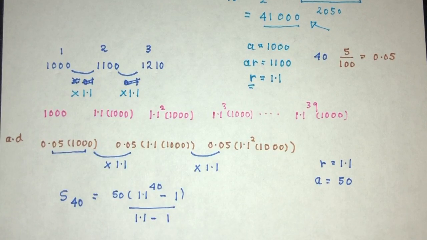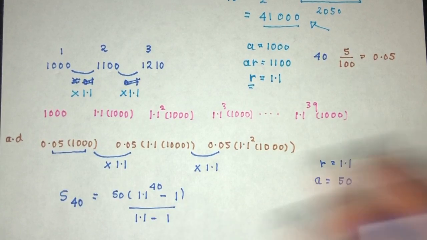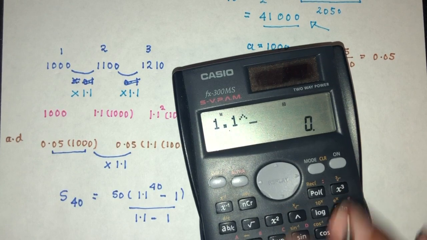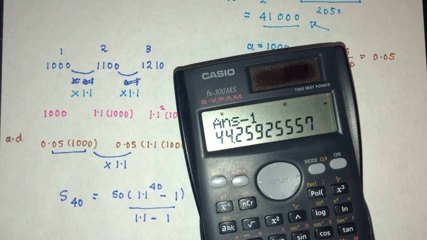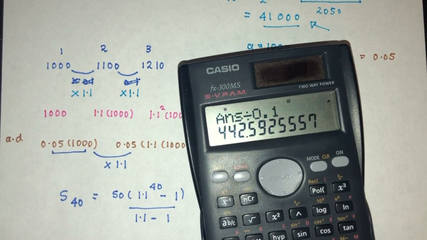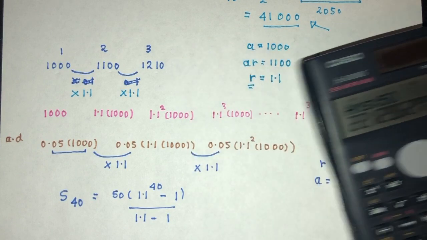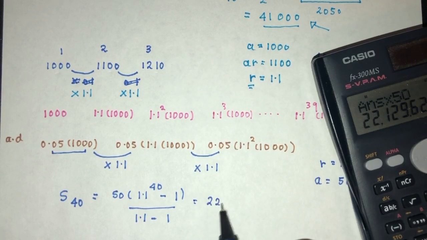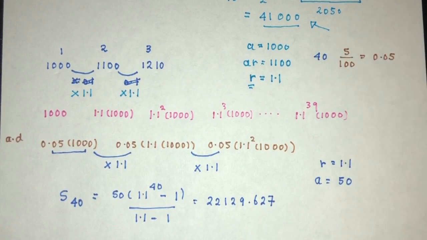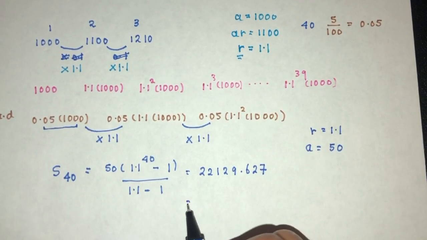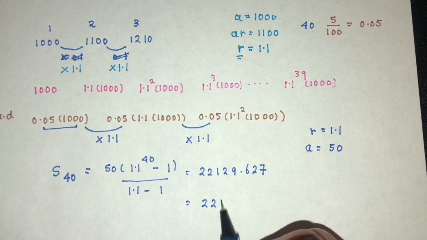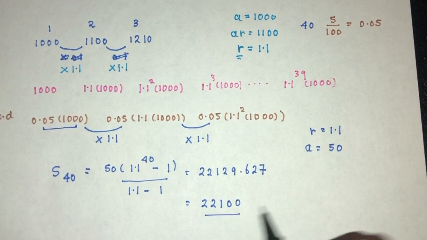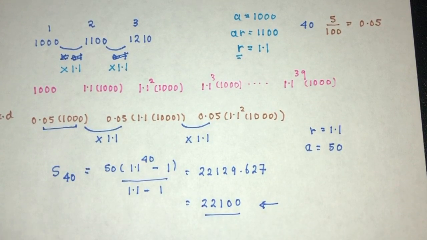Again, this formula is given to you. You don't need to memorize this, it is given to you. So 1.1 to the power 40 minus 1, divided by 0.1, times 50. It will be 22129.627. So correct to 3 SF, the amount should be 22100. This will be the amount donated for this charity.